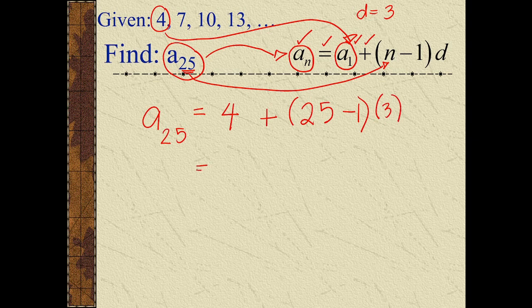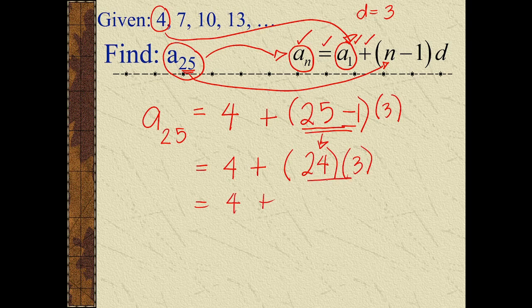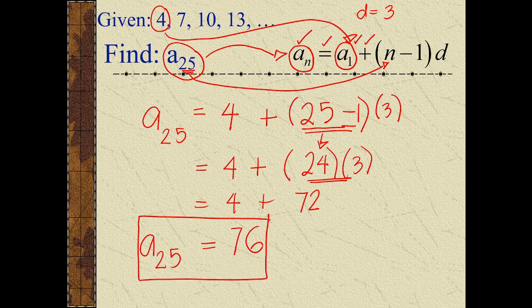Now, in this one, we will be having PEMDAS for this. So you start with what is inside the parenthesis. So you'll be having 25 minus 1, that's 24, times 3. Then you proceed to multiplication. So I started with this. I got 24 for that. Then I multiply 24 and 3, these two, to get 72. So 72 and 4, you add those numbers. The 25th term is 76. Okay, there you have it.